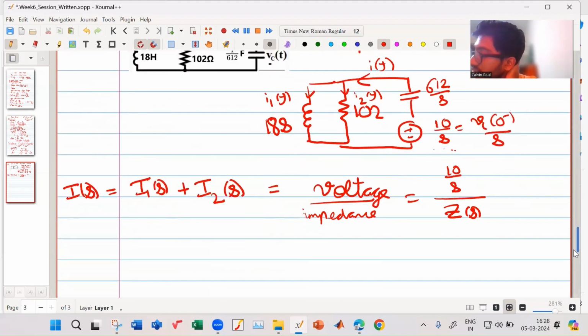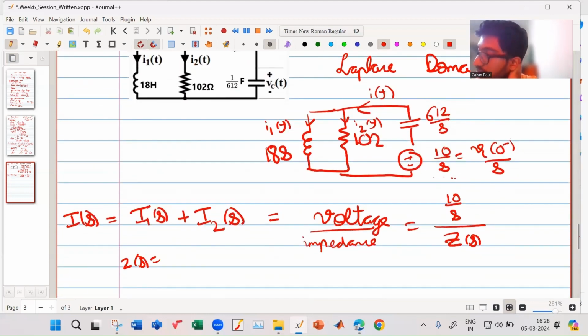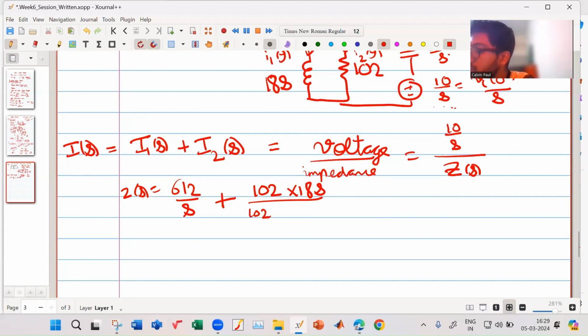My Z of S is the impedance of the capacitor plus the parallel combination of this. So it is 102 into 18S divided by 102 plus 18S. Is this part clear? The capacitor is in series with the L and R combination, it will remain the same.